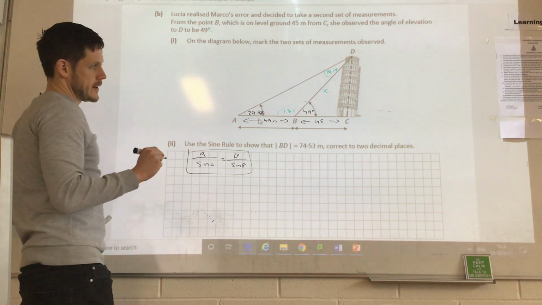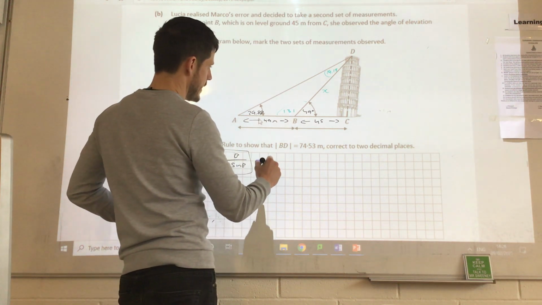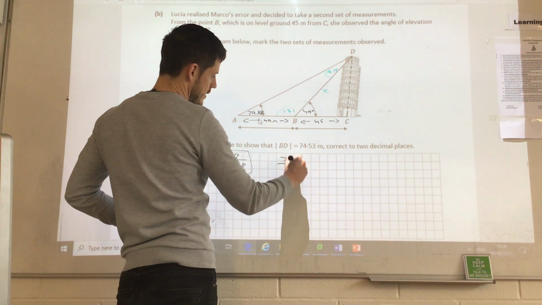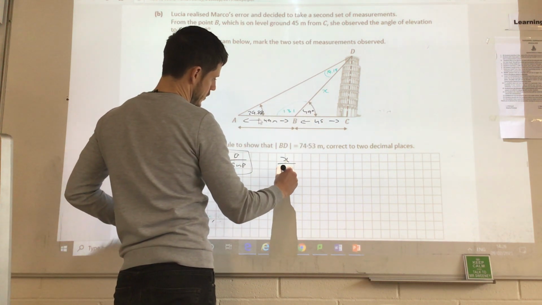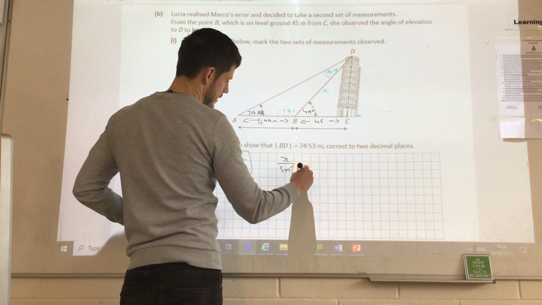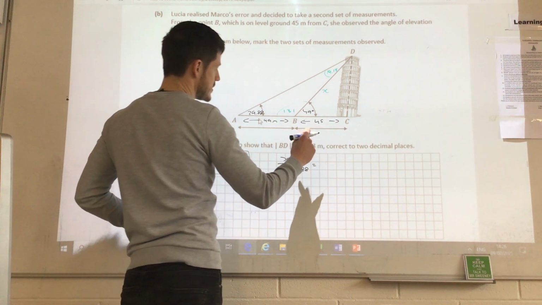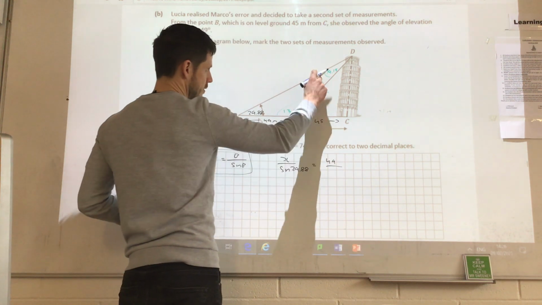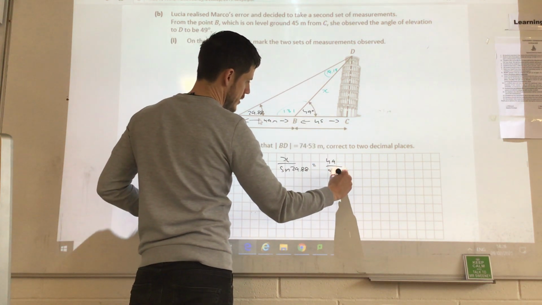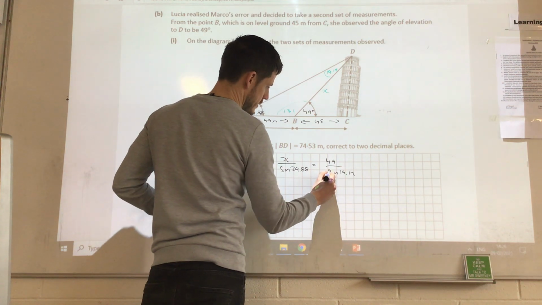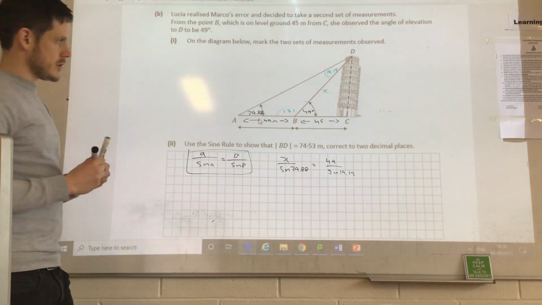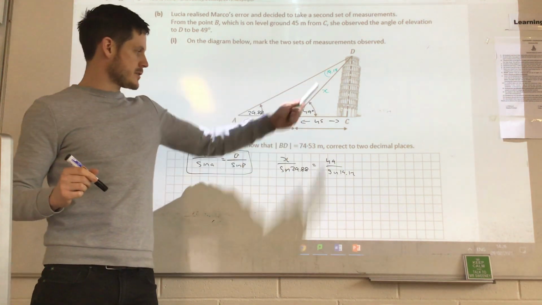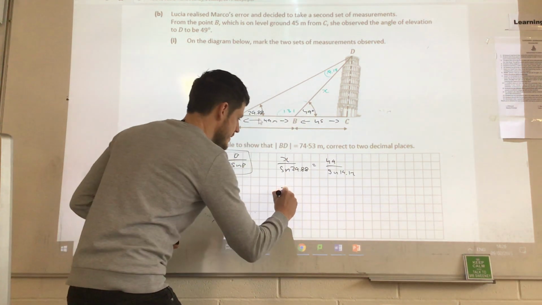So all I'm doing here is I'm going to fill out what I know. So a, which is going to be my x, is what I'm missing here, all over the sine of 29.88, is equal to 49 all over the sine of 19.12. So this over the sine of this angle is the same as this over the sine of this angle.